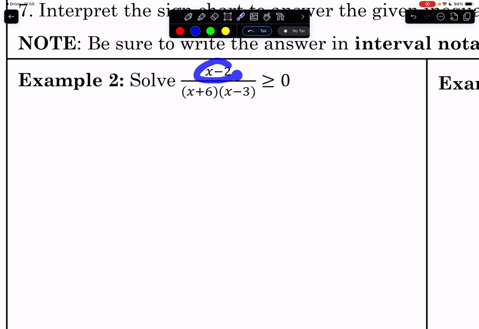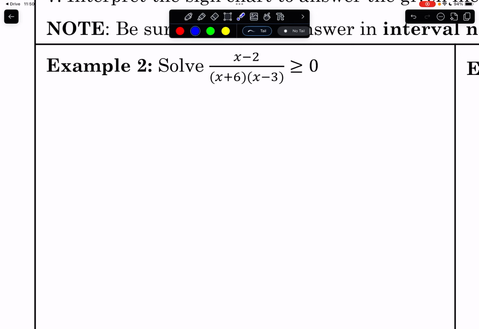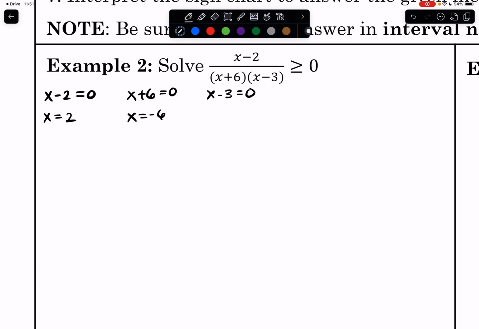So first of all, it's already in factored form. So let's first find the zeros. Where is the numerator x minus 2 going to equal 0? x minus 2 is equal to 0 where x equals positive 2. So we're going to use this number in a bit. Then we're going to look at where the denominator is equal to 0. Starting with x plus 6, where does x plus 6 equal 0? That's going to be at negative 6. And then the last one, x minus 3. When does x minus 3 equal 0? That's going to be at positive 3.